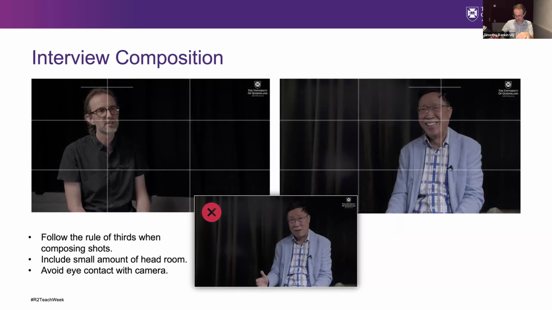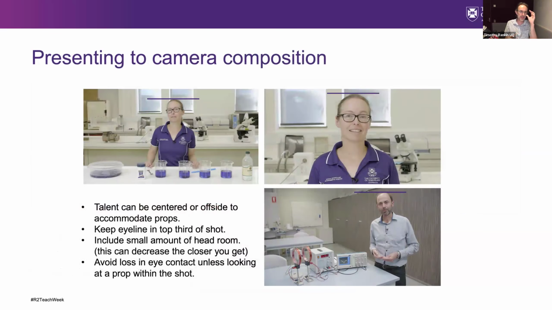Where have I got? I've got the rule of thirds in the next one, sorry. So there's a few things you need to consider. It's nice, if a person is presenting to camera and they have some things around them, you can either center them or have them offside. It really doesn't matter too much. It depends on what is being demonstrated. But one thing you really should always think about is the eye line and the headroom.